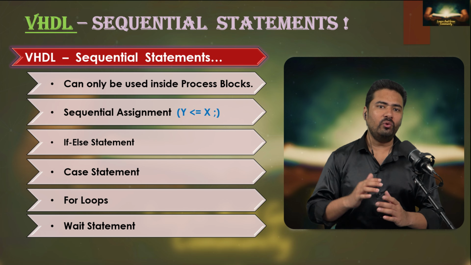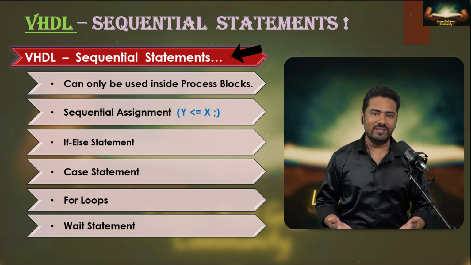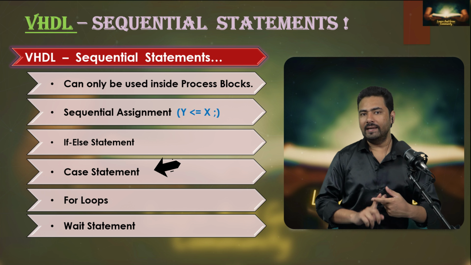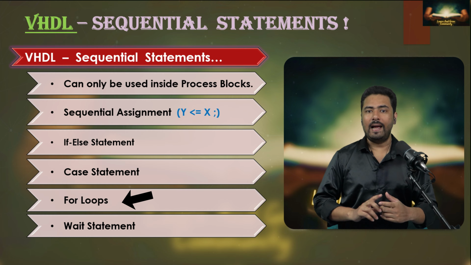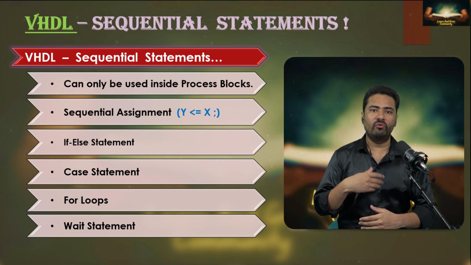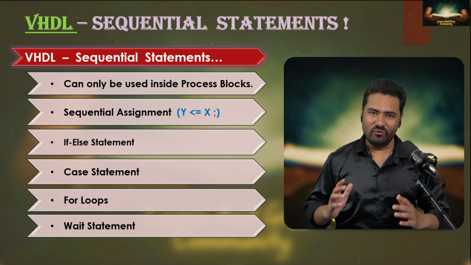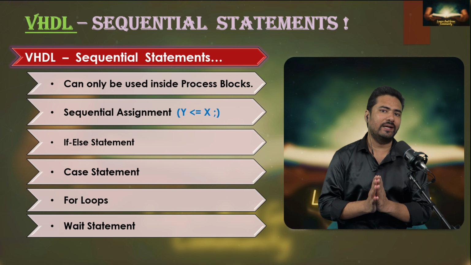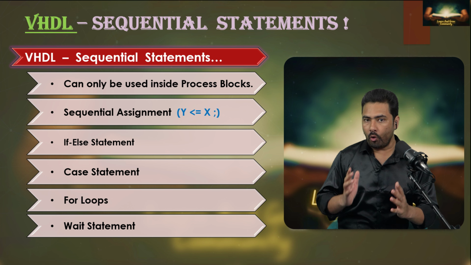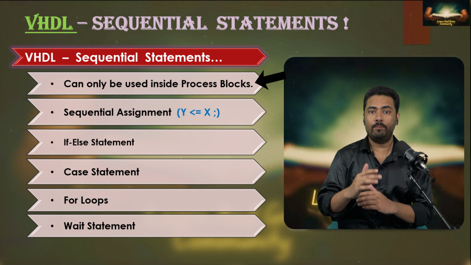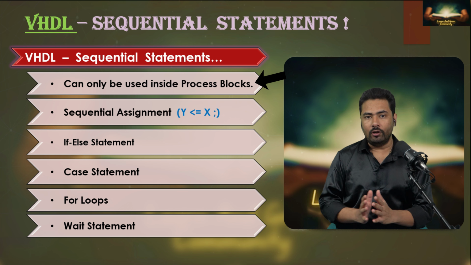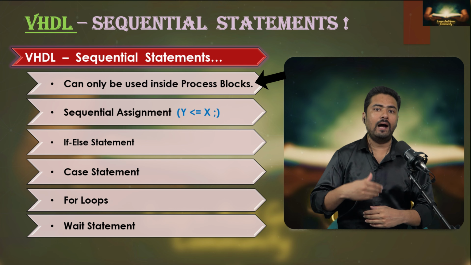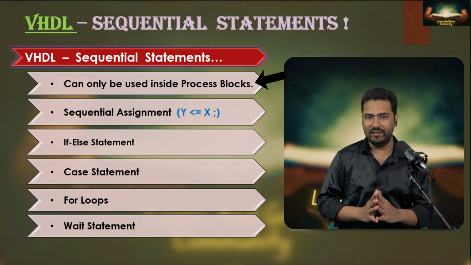Now let's talk about VHDL sequential statement. We are going to cover if-else statements, case statements, loops, and wait statements in a couple of videos. So the very first and most important note is that the sequential statements in VHDL can only be used inside the process block. We cannot write sequential statements directly inside the architecture body of a VHDL file.